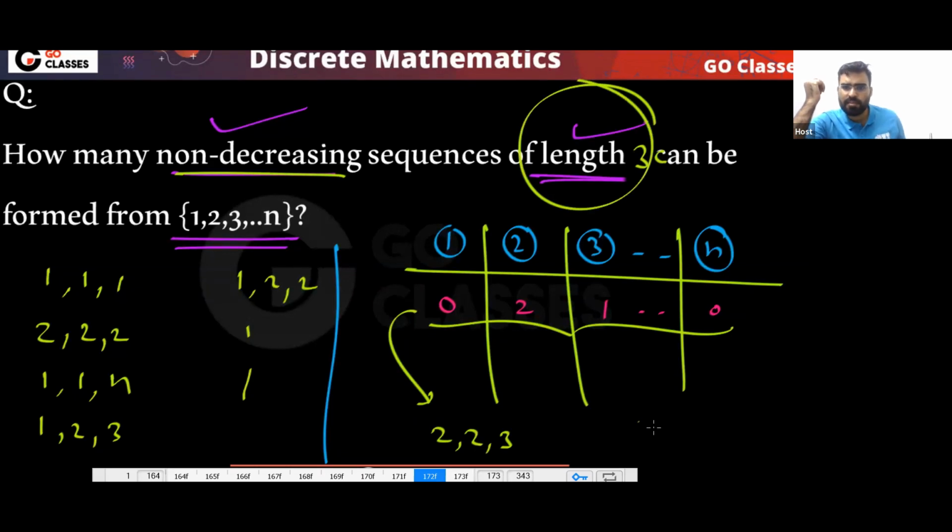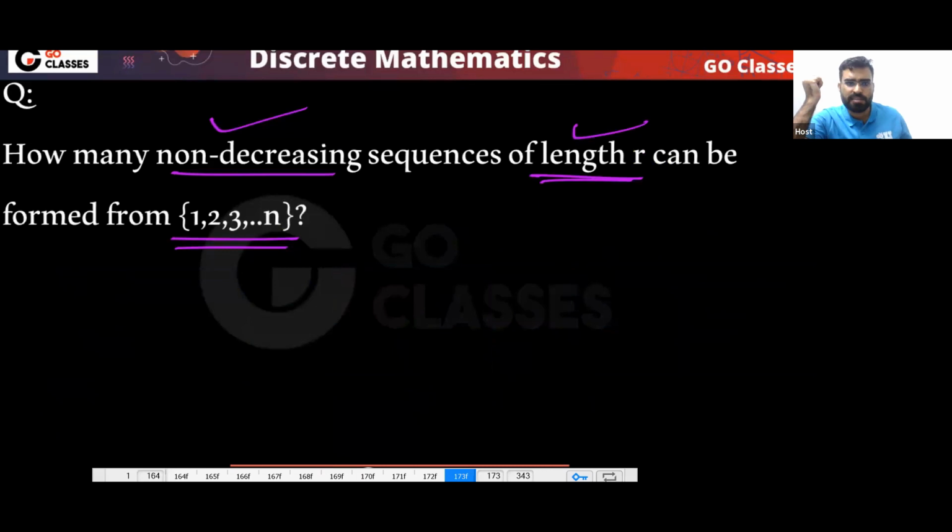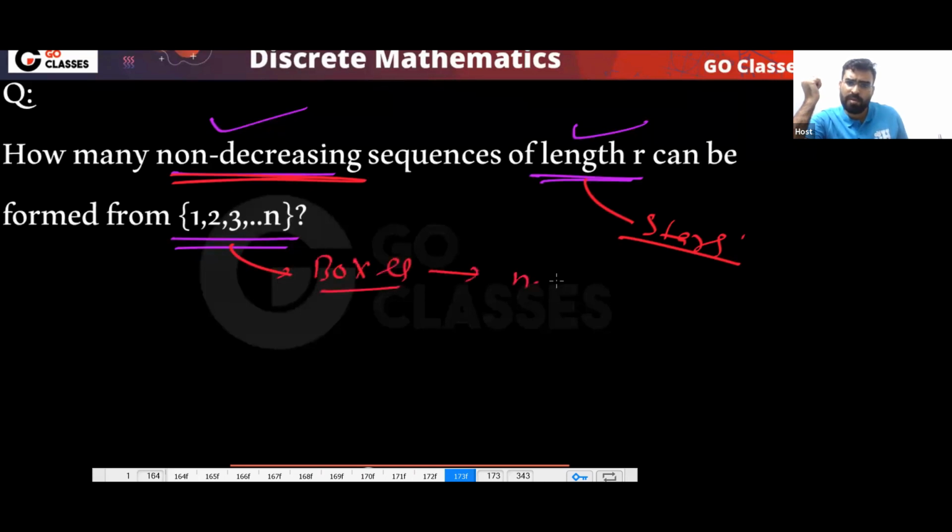So what will be the answer? The total length you want is 3, so you have 3 stars. And n minus 1 bars. So there will be n minus 1 bars and 3 stars, C 3. The same thing you can do here: this length r is what you want, a non-decreasing sequence. These are your stars and these are your boxes. So there will be n minus 1 bars, and the answer will be r plus n minus 1 C r.